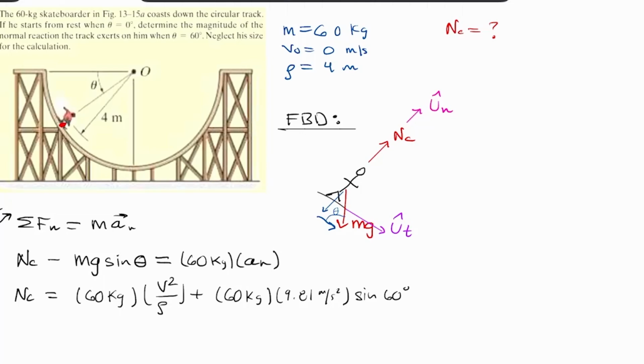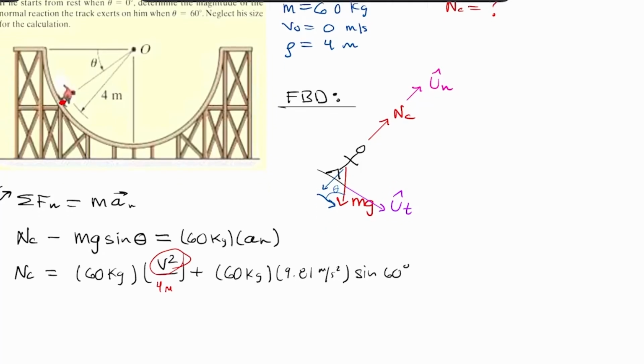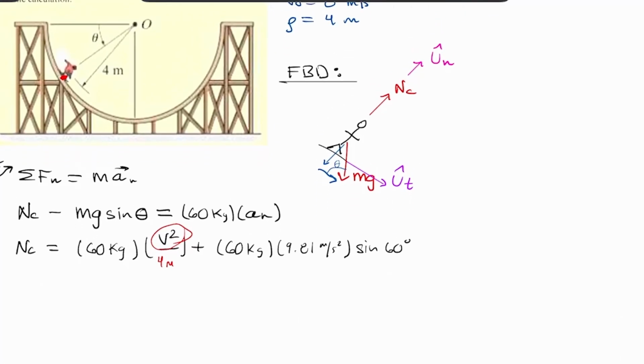Once again, we do know rho, so we can replace it with 4 meters. We know everything. The only thing we do not know at this point is our velocity. So how do we figure out our velocity? Well, we probably need to use the other equation to solve for that. So let me go down a little bit here.